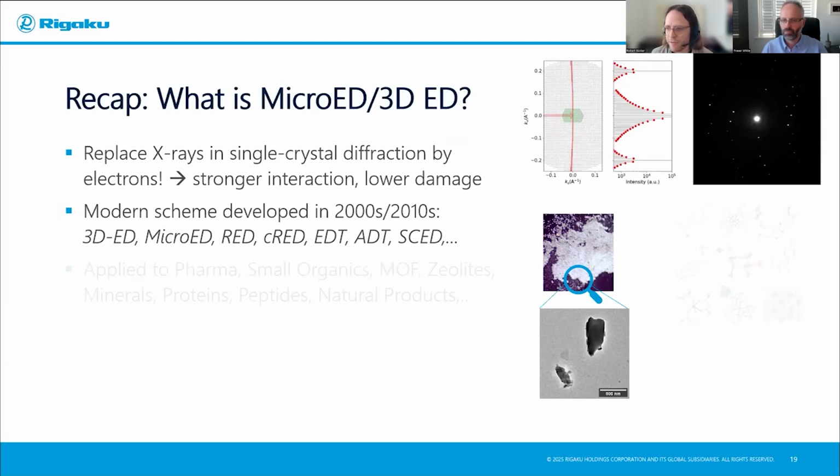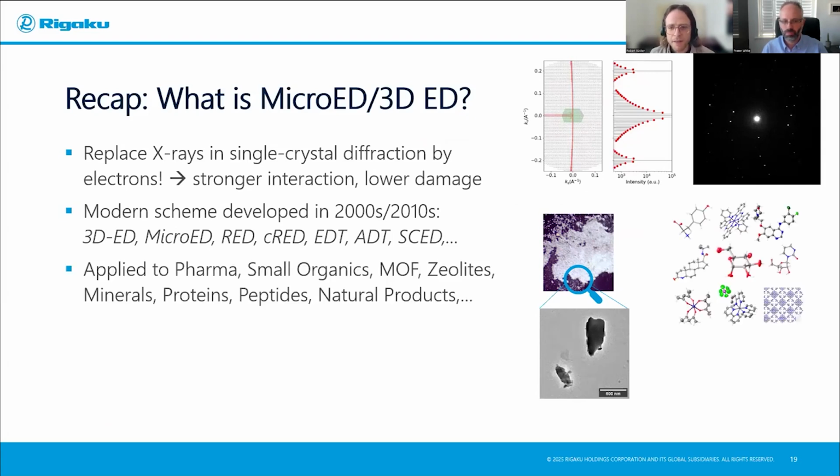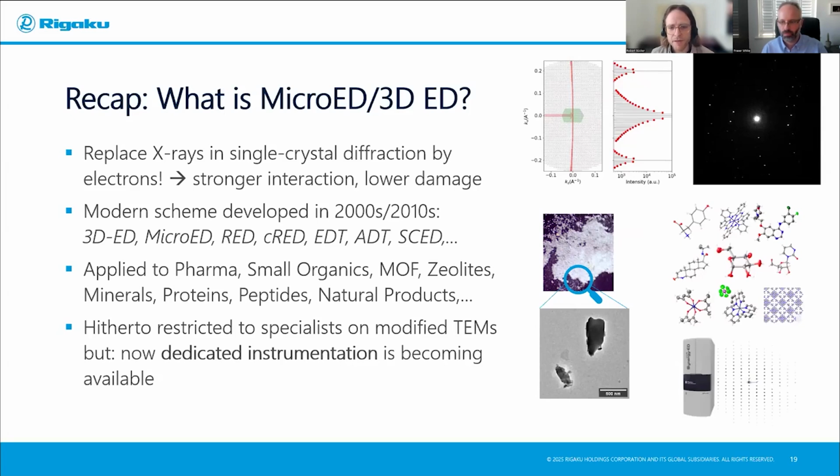It has been applied to pretty much everything that's crystalline. And now, and this will lead us to the next section, so far these measurements have been conducted on more or less modified transmission electron microscopes, which poses the problem that this limits the user group to people and research groups who are skilled both in electron microscopy and in crystallography. And this is quite tricky because the paradigms of how these instruments work are very different. So now dedicated instrumentation is becoming available, and this is, I would say, another paradigm change to make electron diffraction accessible to a much wider audience.